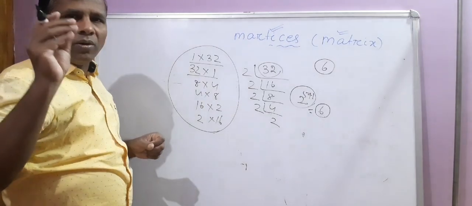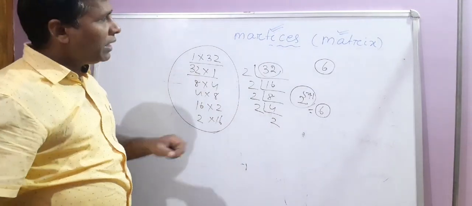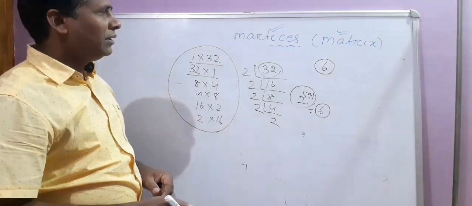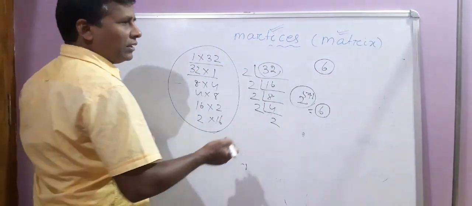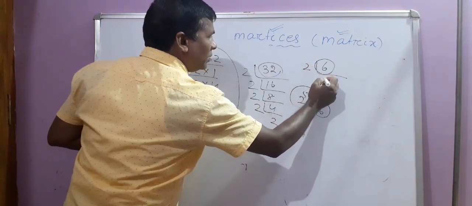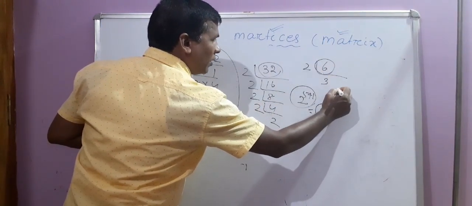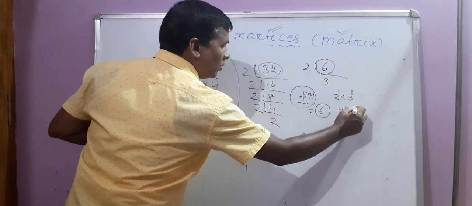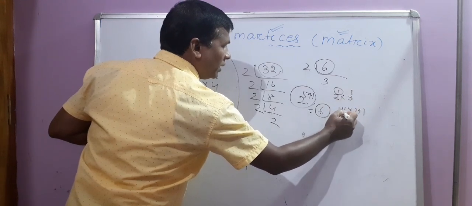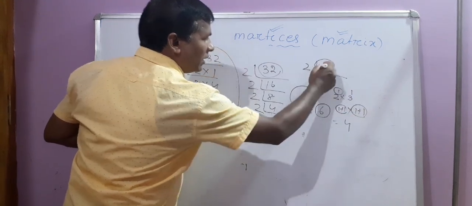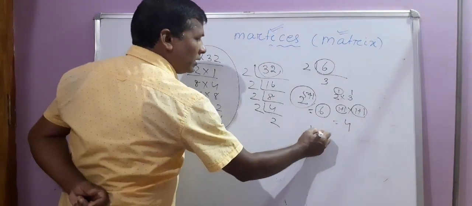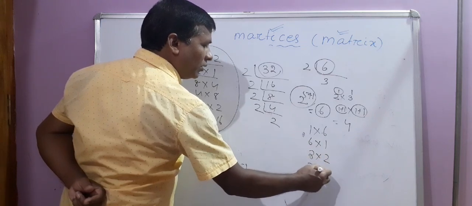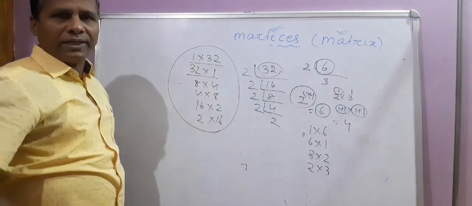Just like your 6 elements. How many different orders of matrix can be obtained by using 6 elements or 6 entries? How can I define it? The factors of that are 2, then 3. That is 2 to the power 1 into 3 to the power 1. That is 1 plus 1 into 1 plus 1. 2 into 2 is 4. That is 1 cross 6, 6 cross 1, 3 cross 2, and 2 cross 3. Not more than that.